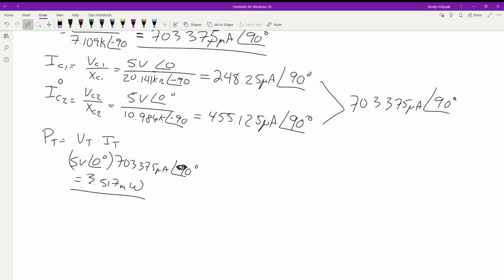Okay, so the power of capacitor 1 is equal to the voltage of capacitor 1 times the current of capacitor 1. So the voltage is 5 volts. The current of capacitor 1 is 248.25 micro. And that gives us how much?